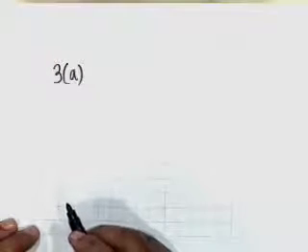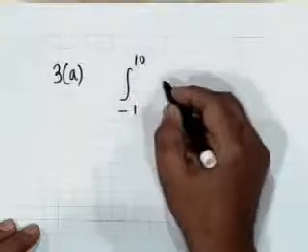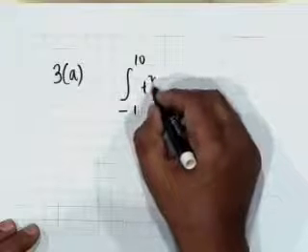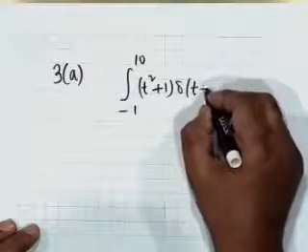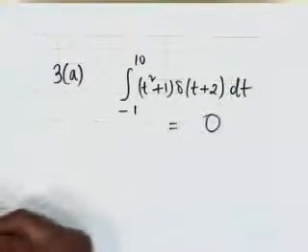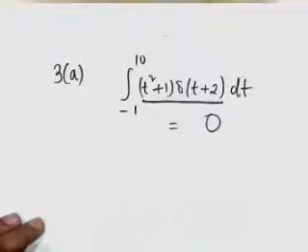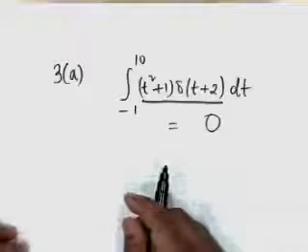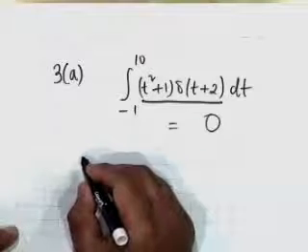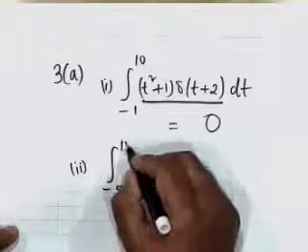Question 3a. Use the properties of the unit impulse function to evaluate the following integrals. So the question is, evaluate the integral from minus 1 to 10 of t square plus 1 delta t plus 2 dt. And the answer, as you can see, is 0, because this exists only at t equal to minus 2, and t equal to minus 2 is outside the region of integration, and therefore the integral must be 0. That's very simple.